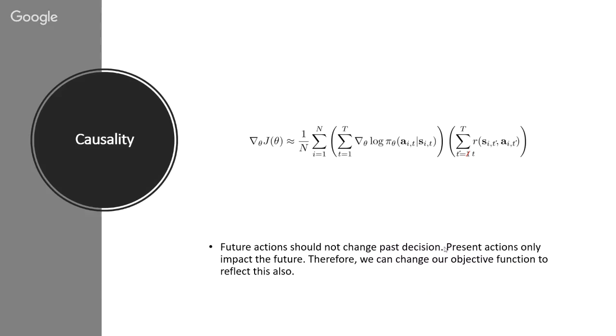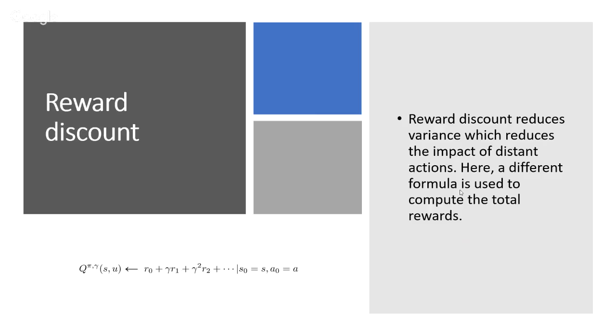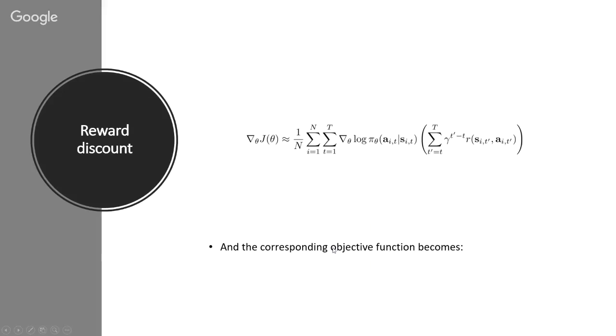So, the causality: future actions should not change past decisions. Present actions only impact the future. Therefore, we can change our objective function to reflect this. So we've changed that. And now we basically have the reward discount, which reduces the variance by reducing the impact of distant actions. Here, a different formula is used to compute the total reward. And then the corresponding objective function becomes this.